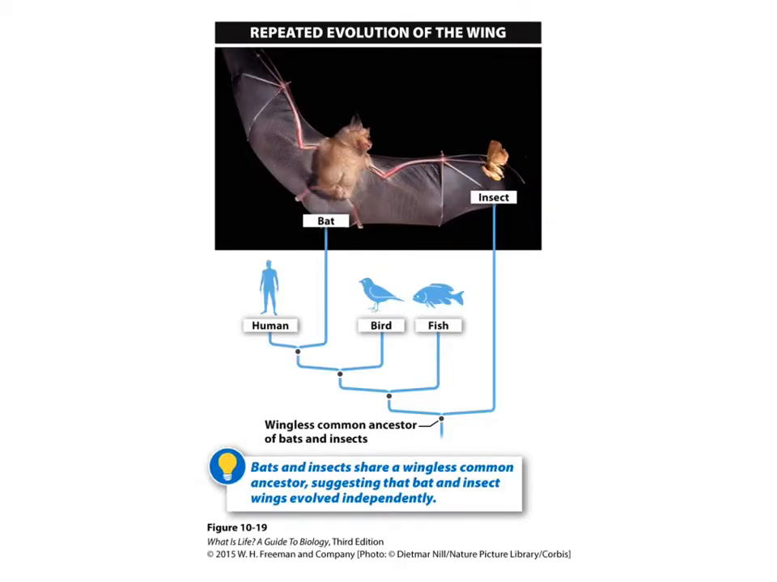We have looked at analogous structures before, traits that look similar but have come from different evolutionary lineages and have arisen because of convergent evolution. We see that wings in bats and wings in insects are analogous. They are both meant for flight, but they evolved independently. We see many analogous structures.